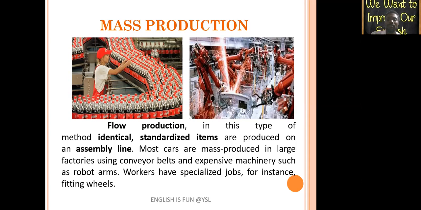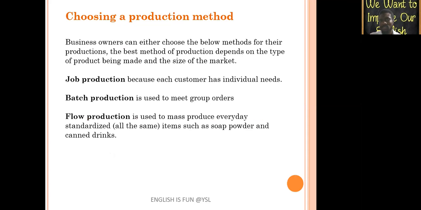Okay, all right. So now, choosing production methods. You need to determine what kind of product you are going to be making, and of course, this is going to guide you through the type of production methods that you are going to put in place. Choosing a production method also depends on the size of your market.